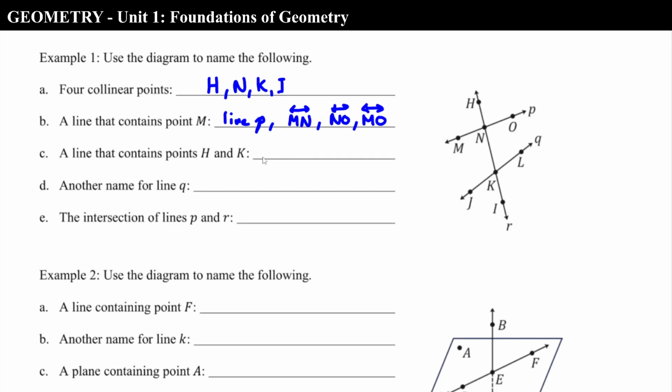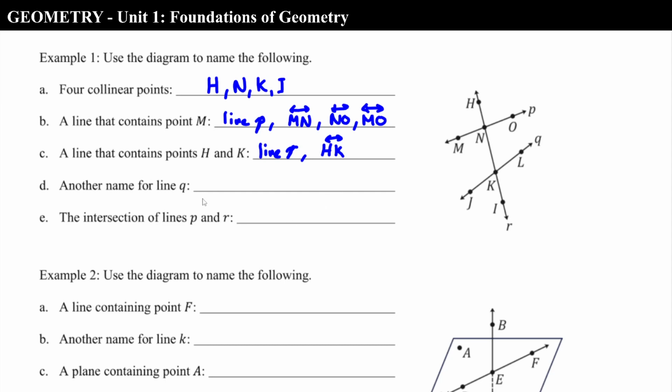All right, a line that contains points H and K. Well, here's H, here's K. They're both on line R. We can also call it HN, NK, KI, HI, any of those would work. So HK is one of many other ways that we can name it.